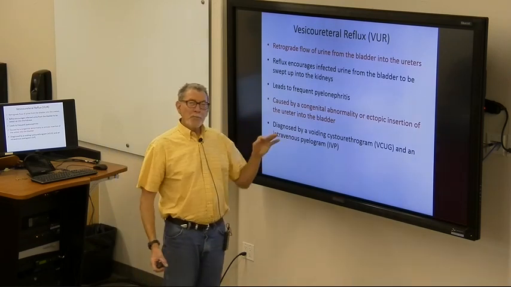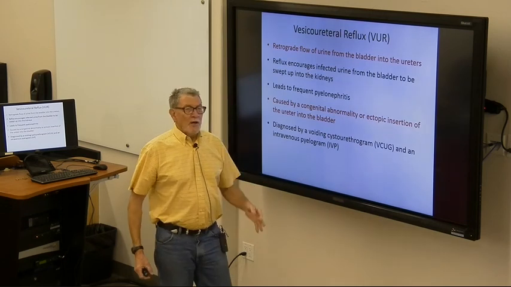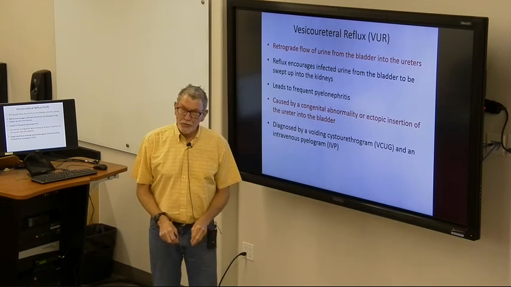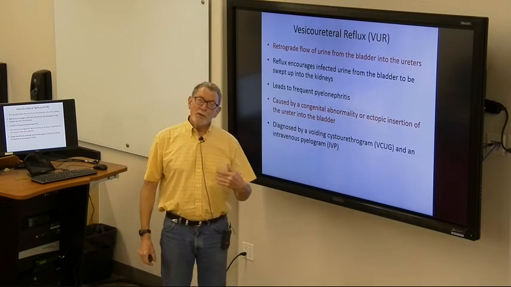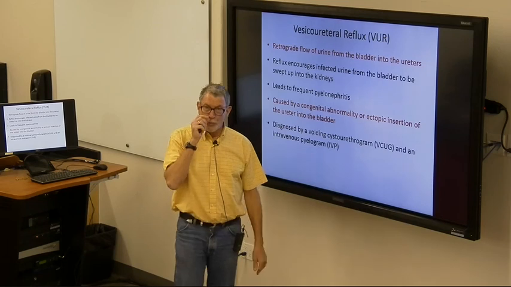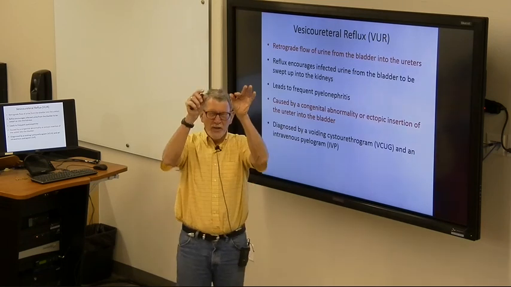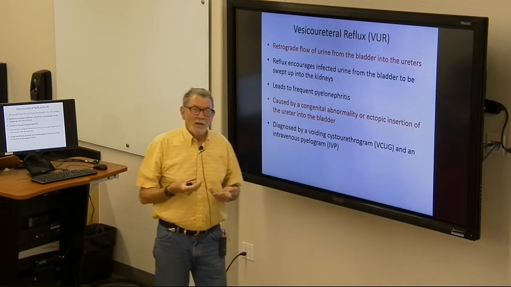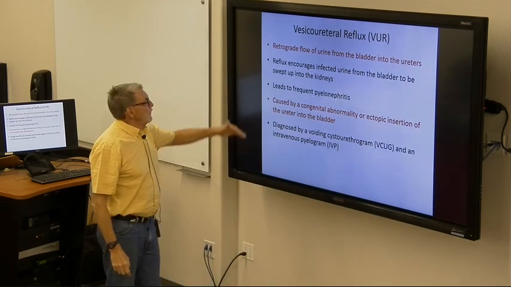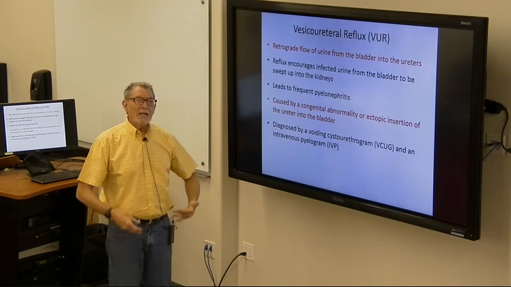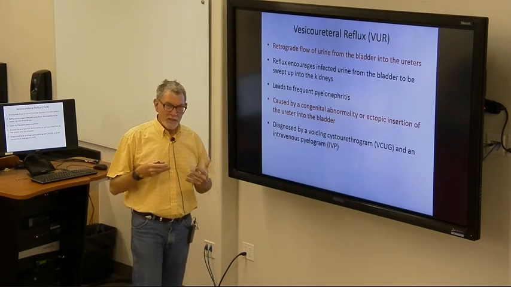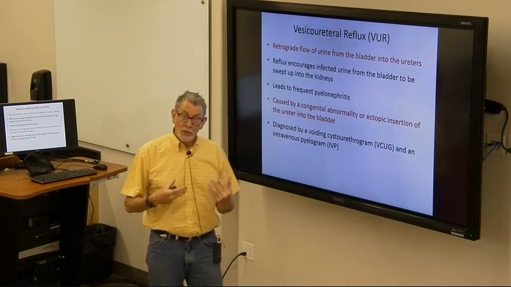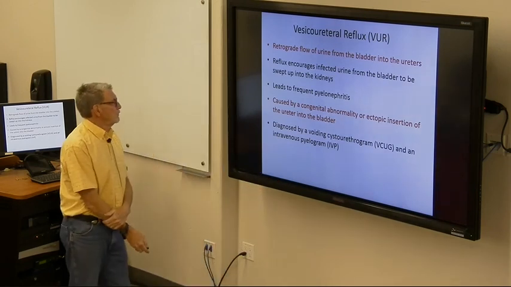And if there's any blockage at all, could be from a urinary tract infection causing things to swell kind of shut, could be because of a congenital abnormality, could be because of the way the ureters are placed on the bladder that doesn't let them empty properly. Then you have a reflux that's backing up into the ureters, backing up toward the kidneys, causing swelling, inflammation, high pressure, maybe damage to the kidneys.